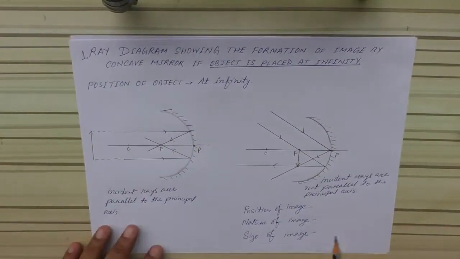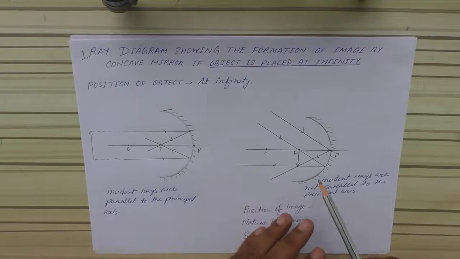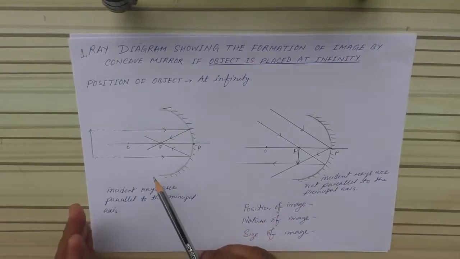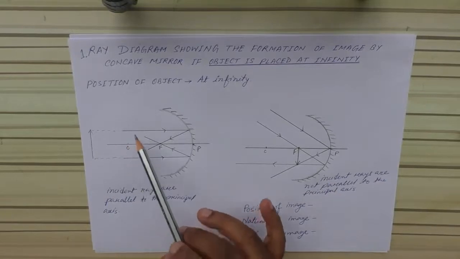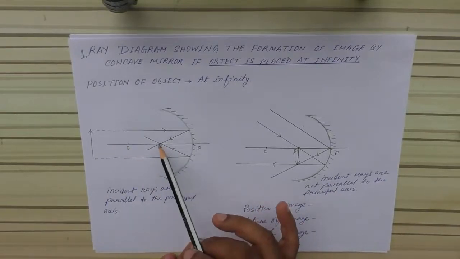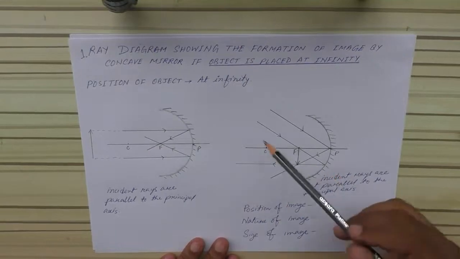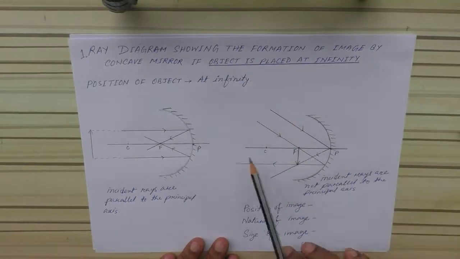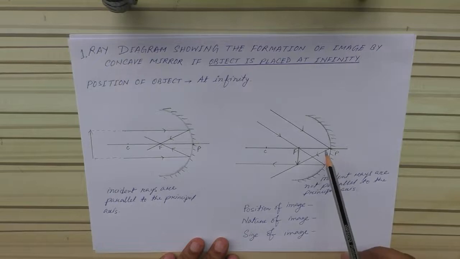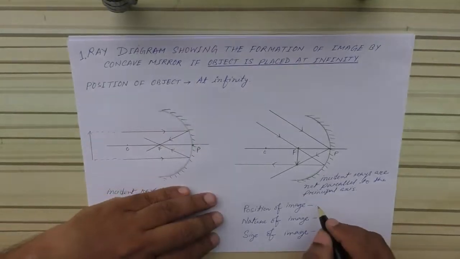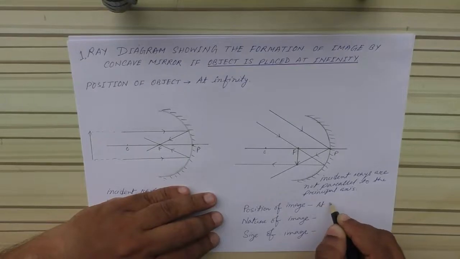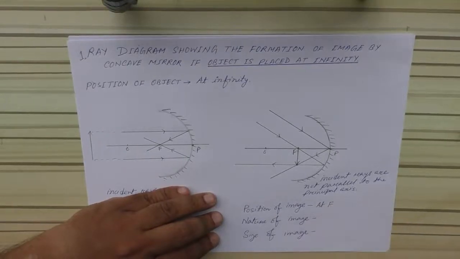So if you look at these diagrams, if you find the second one difficult, you can draw the first one, but both are important. Here, the incident rays are parallel to the principal axis. After reflection, the light rays converge at the focus. Here, the incident rays are parallel to one another, but they are not parallel to the principal axis. After reflection, the light rays converge at a point, and here also the image is formed at the focus. So if I ask you what is the position of the image, we can write: at the focus, at the principal focus.